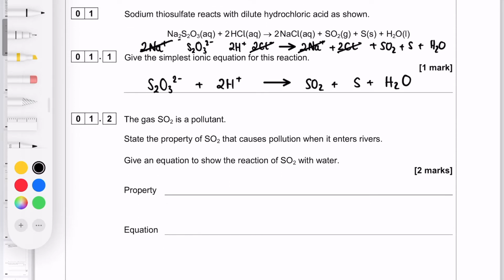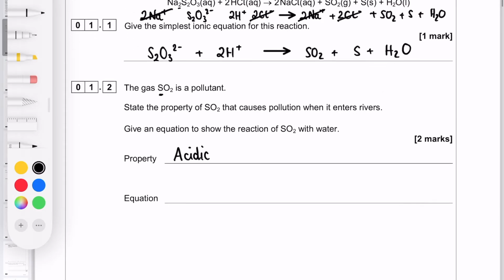The gas SO2 is a pollutant. State the property of SO2 that causes pollution when it enters rivers. Well, SO2 is a non-metal oxide, and non-metal oxides are acidic. Metal oxides are bases, non-metal oxides are acids, and it's going to increase the acidity, the concentration of acid, in the water. It's going to lower the pH of the water.